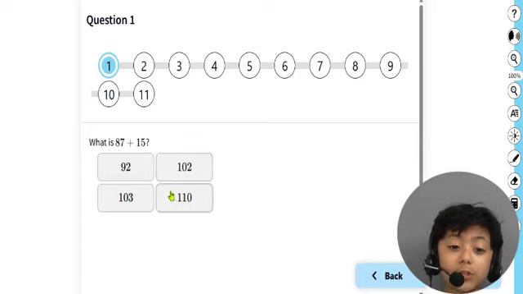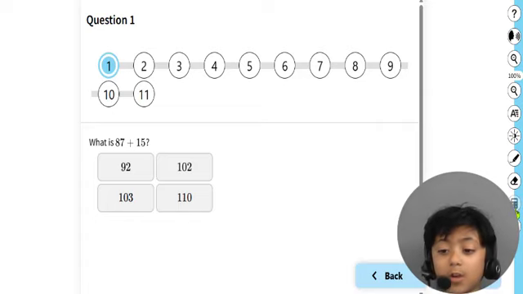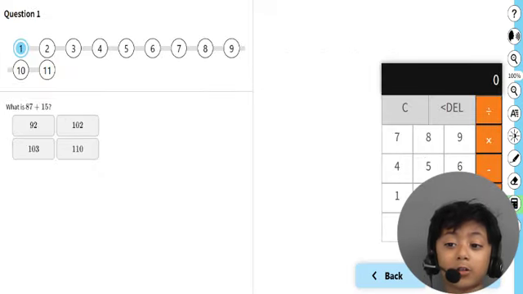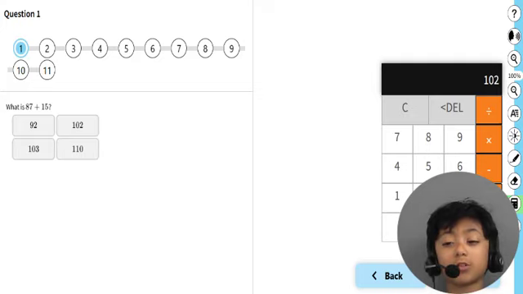But to be sure of this answer, you can use the calculator tool on the EQAO tests on the far right. Click it, and then a calculator shows up. Type in 87 plus 15, which gives you a total of 102.